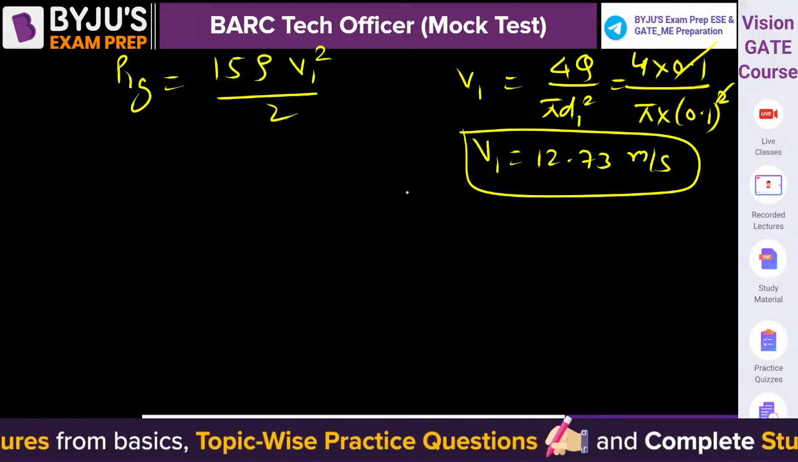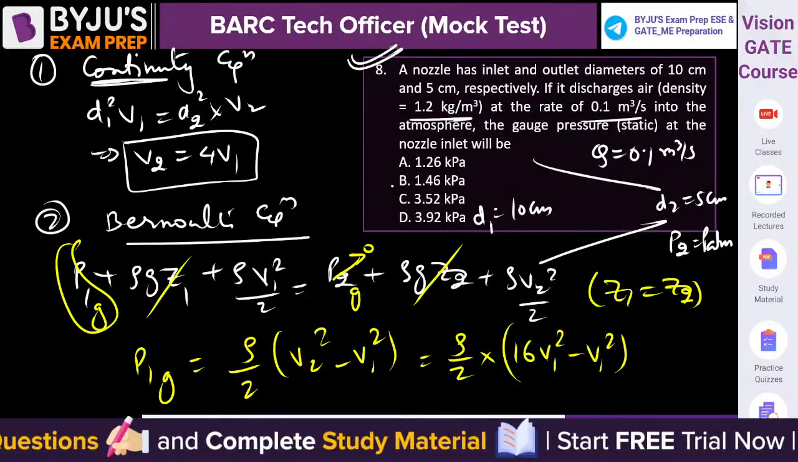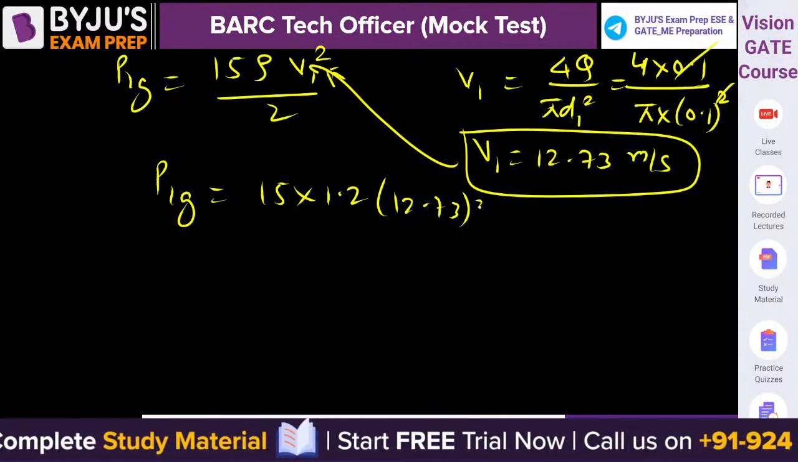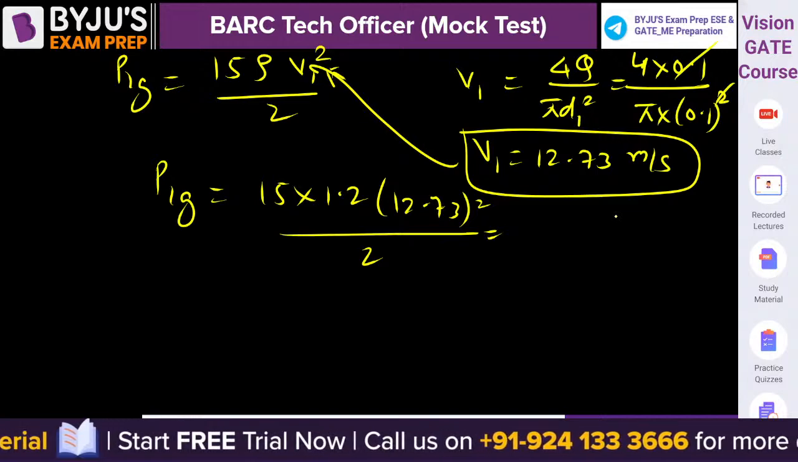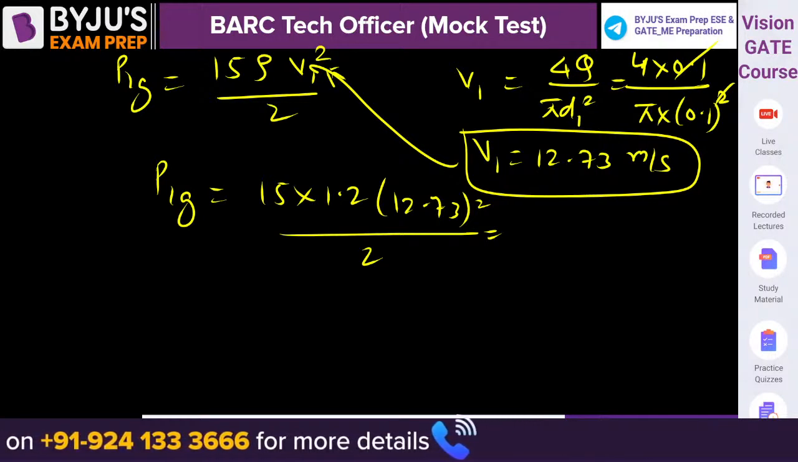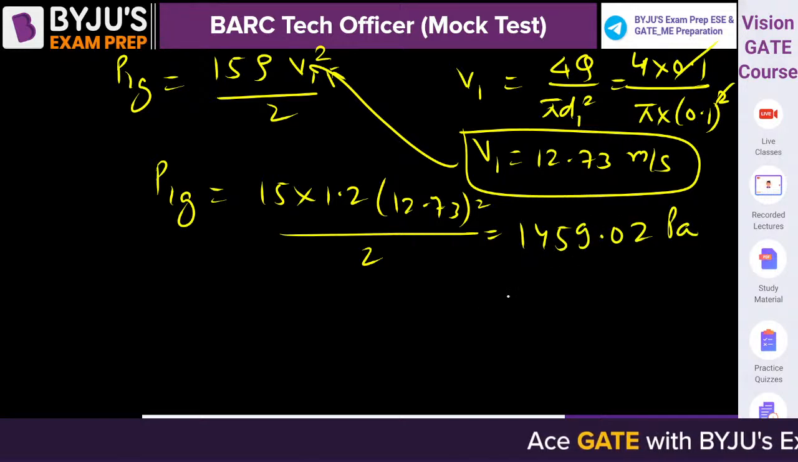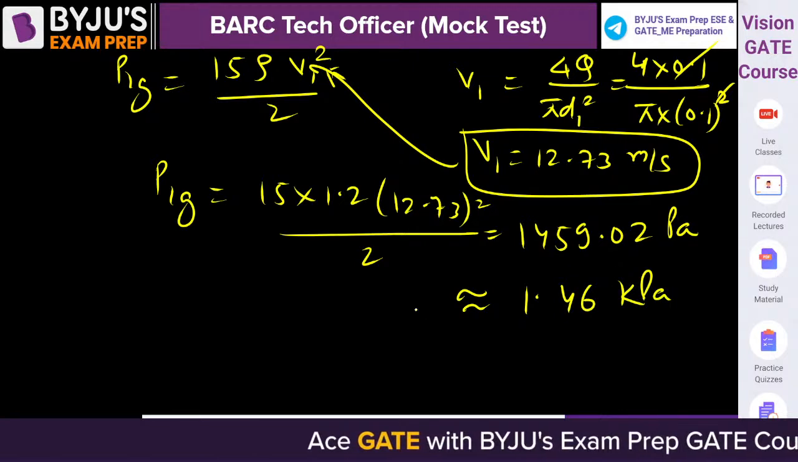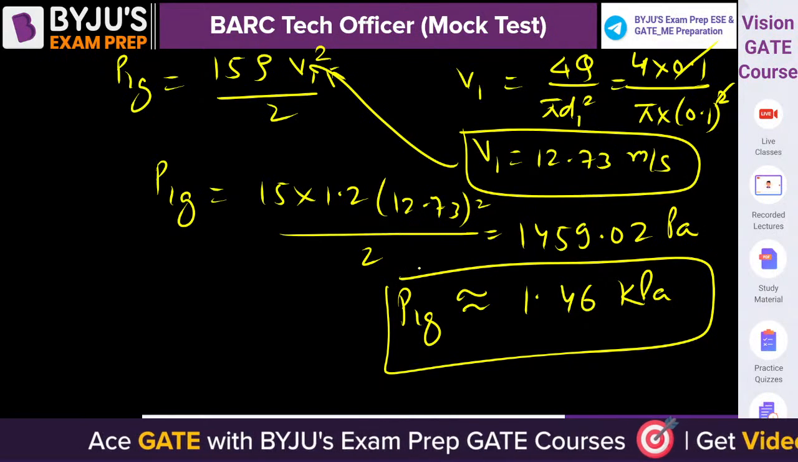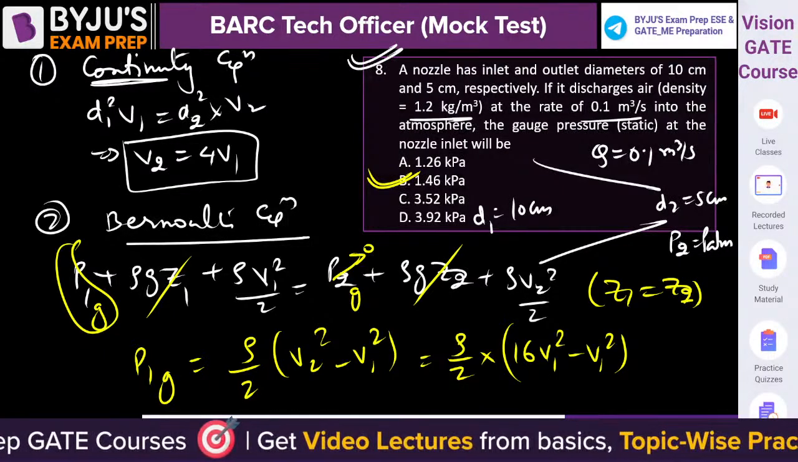Put the value here, then you will get P1 gauge. 15 rho, density is 1.2, into V1 square, 12.73 square, upon 2. This will give you the answer in Pascal. So 12.73 square into 15 into 1.2 divided by 2. So it will be 1459.02 Pascal, and it is around 1.46 kilopascal. Are you getting it or not? 1.46 kilopascal will be the answer.